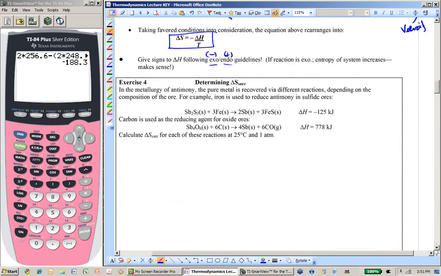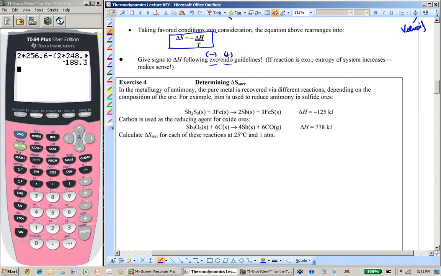So we're going to give signs to delta H following those exo, minus, endo, plus guidelines. So let's look at this one. In the metallurgy of antimony, which is one of my favorite symbols, Sb, the pure metal is recovered via different reactions depending on the composition of the ore. You know, we dig up stuff. We dig up rocks and ores, and then we have to take them back to the lab and purify them to get the actual metal out of them. It's what mining is all about.